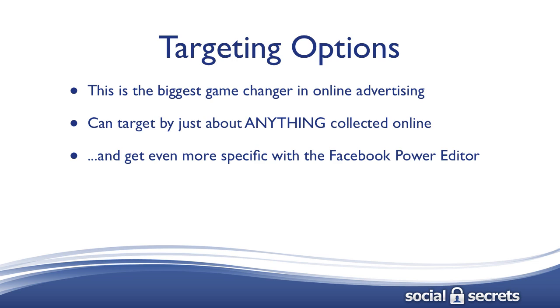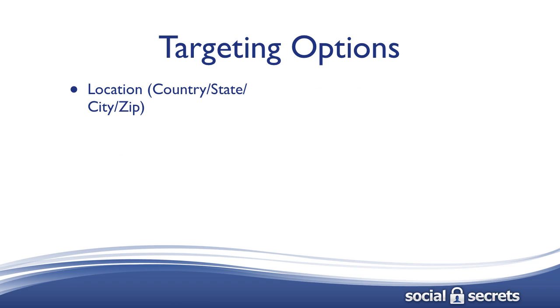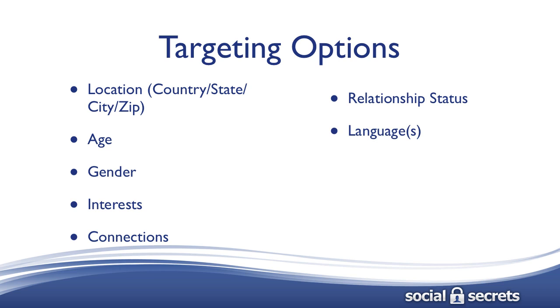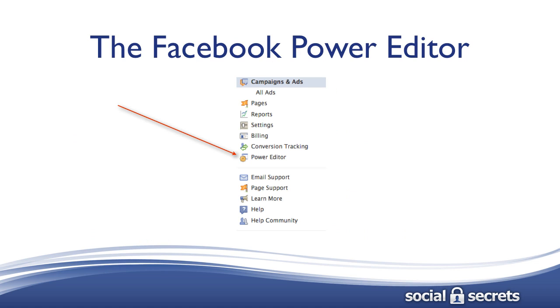And you can get even more specific with the Power Editor, which was what I was just referring to with the other partner categories, the third-party data providers Facebook is tying in with. You can target by location, country, state, city, zip code, and you target by age, gender, interests, connections, relationship status, languages, education, workplace, and even advanced targeting. There's more and more you'll learn about as you go through Social Secrets. You can get more specific than everything on this page.